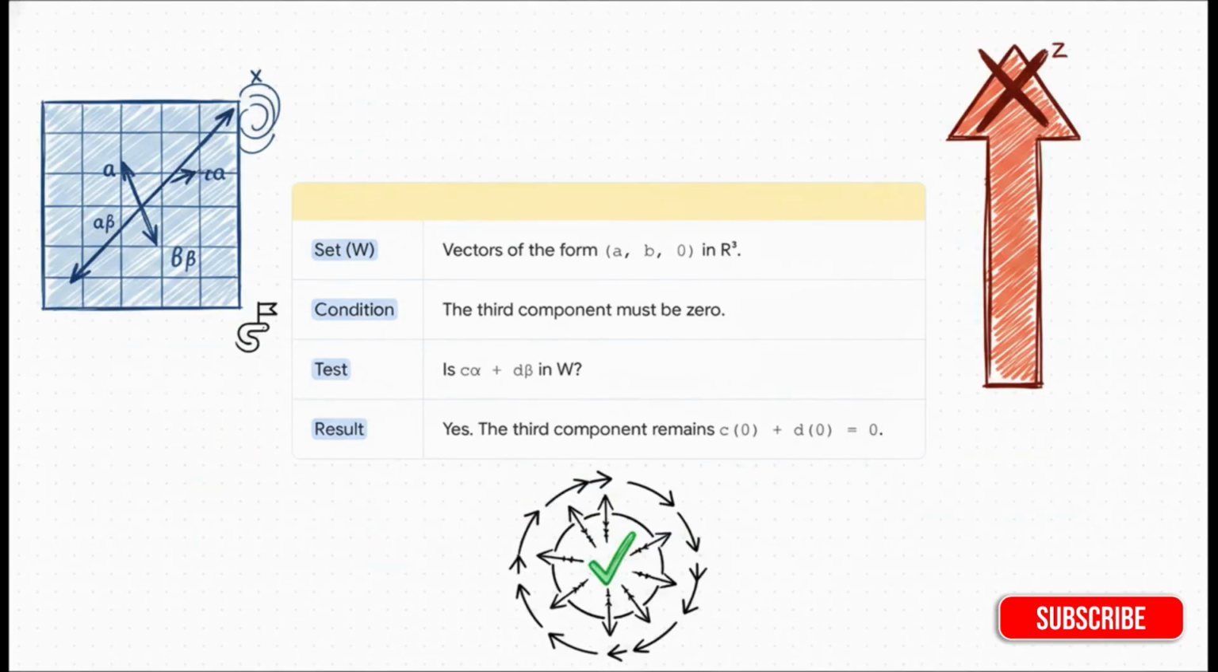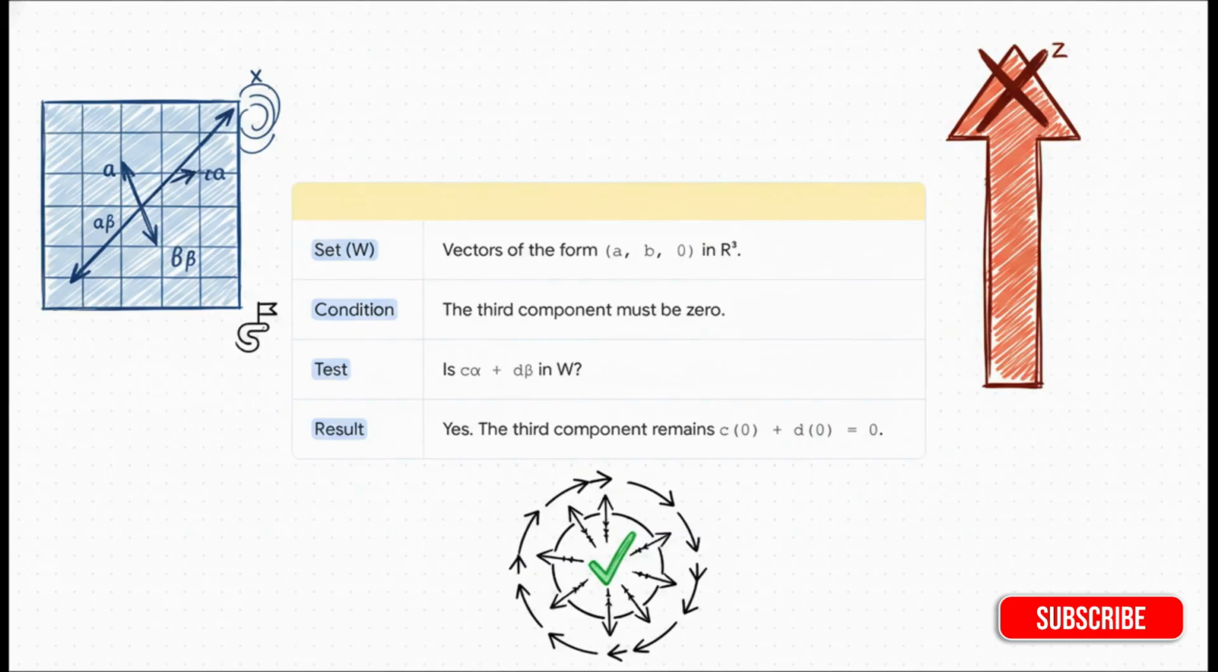Okay, one last example. Let's think about vectors in 3D space. But not all of them. Just the ones where the third component is 0. We're basically talking about the flat xy plane. So if you take any two vectors from this plane and combine them, what happens to that third component?